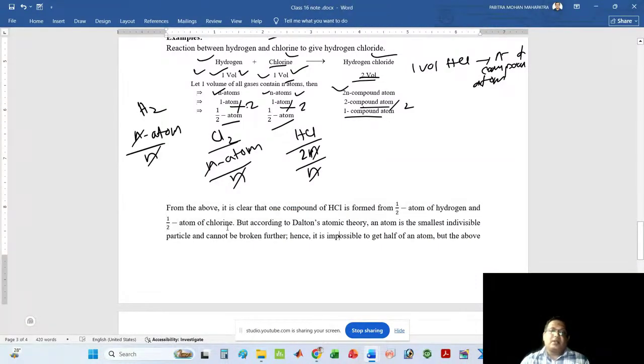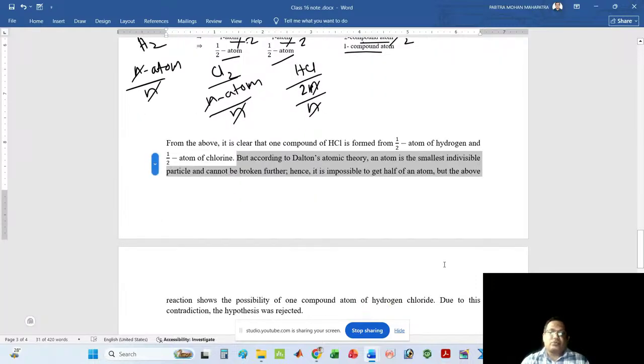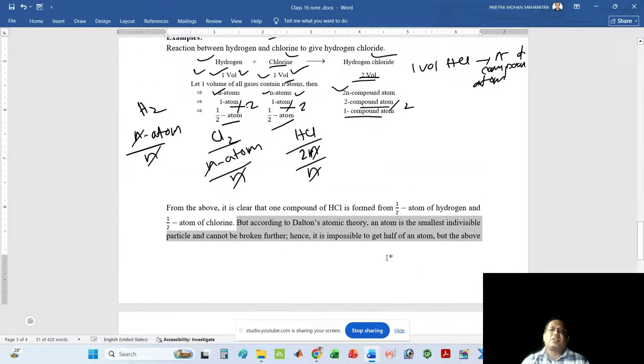But according to Dalton's atomic theory, an atom is the smallest individual particle and cannot be broken further. Hence, it is impossible to get half an atom. But the above reaction shows the possibility of half an atom of hydrogen. Due to this contradiction, this hypothesis is rejected. Dalton's atomic theory.